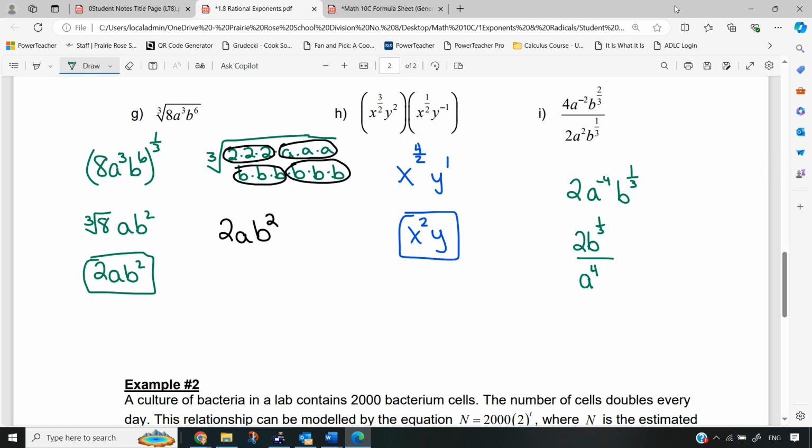These are both in exponential form, so you can absolutely leave it like that. You may also choose to convert the b to the 1/3 to a cube root. So we'd have 2 times the cube root of b divided by a to the 4th. Now remember that little shortcut I showed you earlier. If I have a squared and a to the negative 2, and I know that a squared is bigger, I can subtract 2 minus negative 2, but then I have to remember that that is in the denominator.